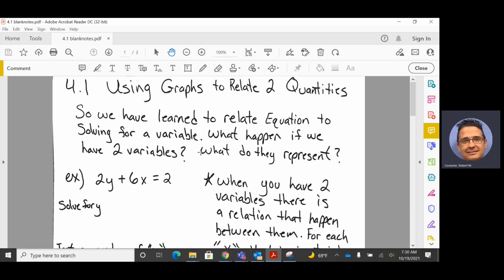We're going to be starting off by showing and using graphs to relate two separate quantities. So you're going to notice that in this particular chapter, we're going to start to see more than one variable in the exact same problem, so that we will learn to relate equations to solving for different variables. What happens if we use two variables? What do those variables represent? This all has to do with sometimes graphing when we represent it visually or computationally, and all kinds of cool things.